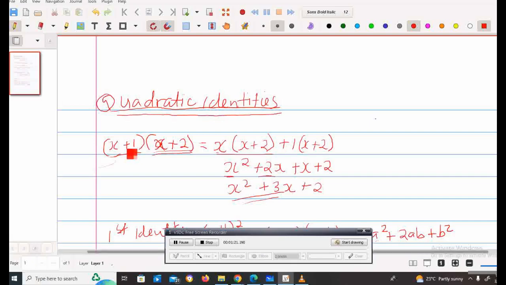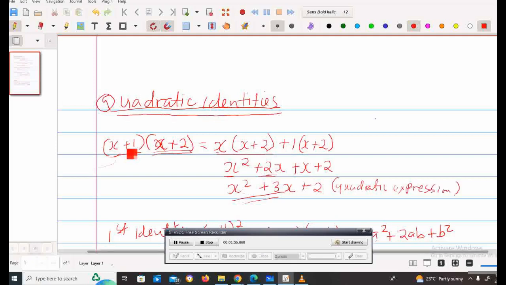Once we expand this, we are going to end up with x squared plus 2x. That is, x multiplied by x we get x squared, x multiplied by 2 we get 2x, then 1 multiplied by x we get x, and 1 multiplied by 2 we get 2. 2x and x are like terms, we can add them together, that will give us 3x, and then we end up with x squared plus 3x plus 2. This is a quadratic expression.